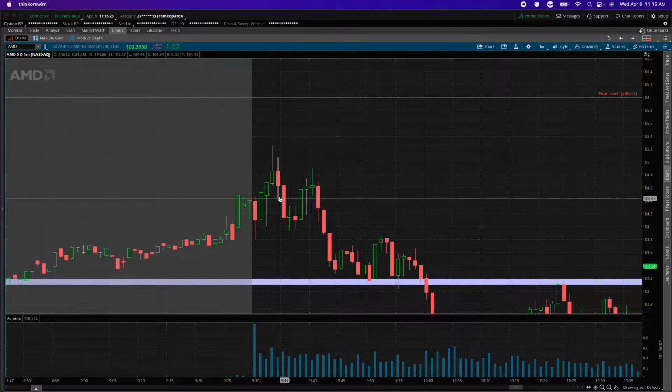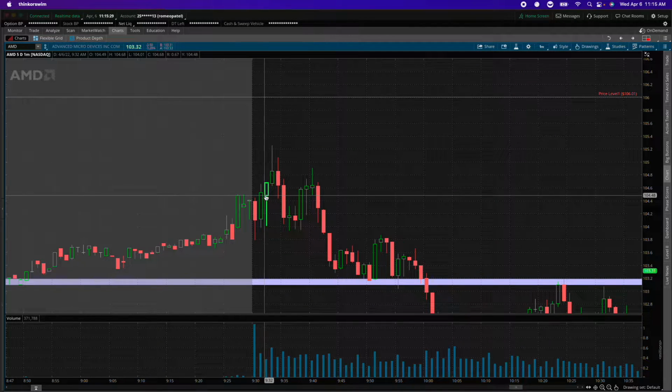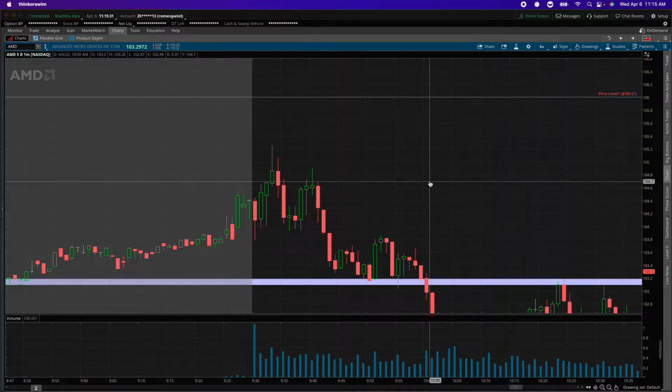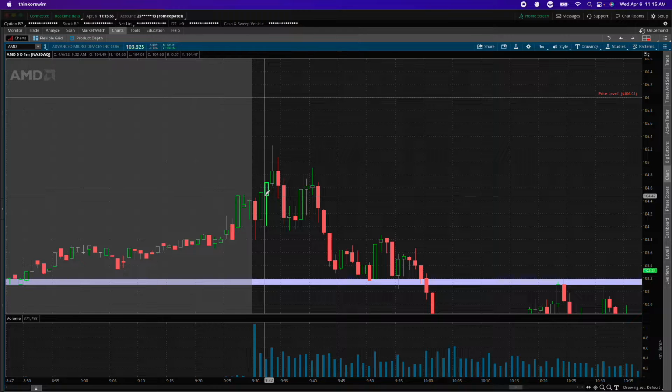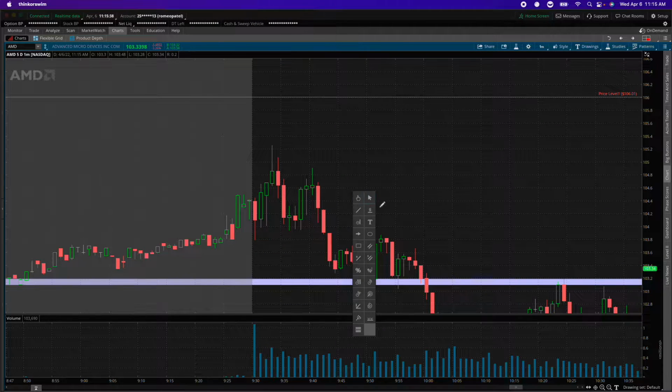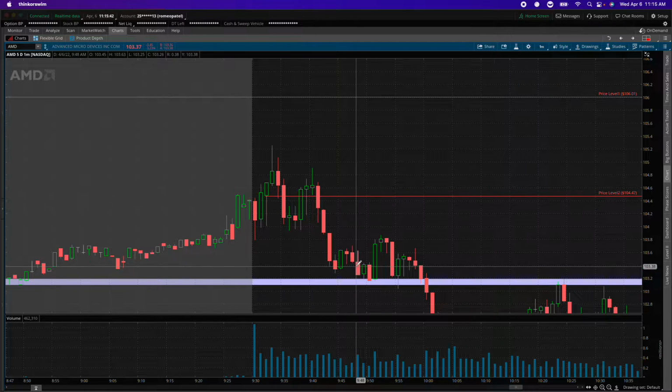What you want to do is look at where the high is and the following candle prior to the move. At the base level, which is right here, you're going to draw a trend line, right? At this base level right here, you draw that trend line.